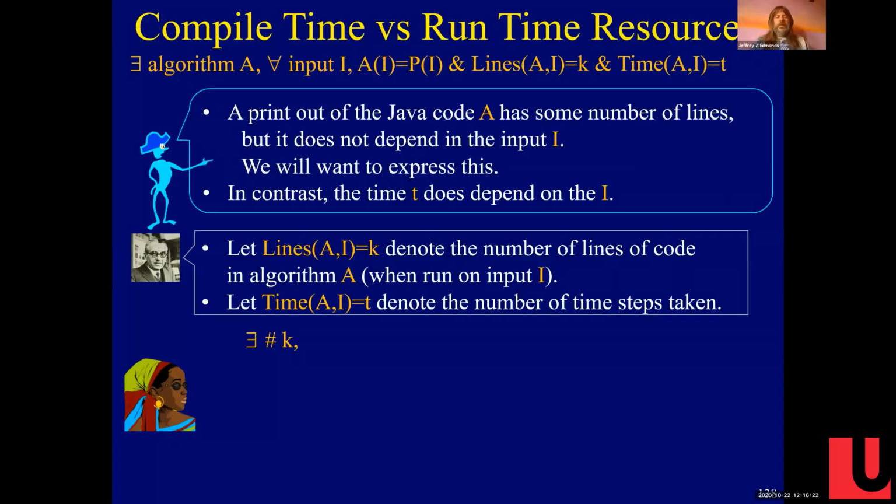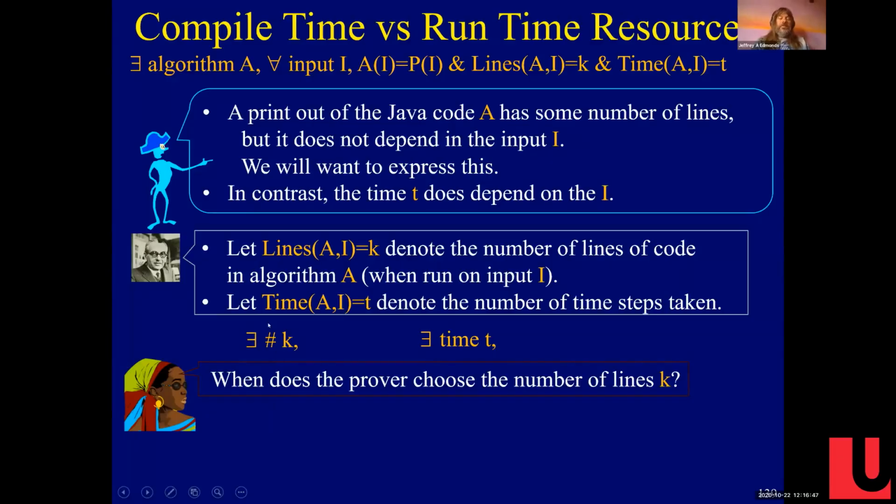All right, so what about time? Does the algorithm on an input have every type of time? No, there's one time. There's some time that it has. There exists a time, right? All right, so here we have an exists K and an exists I, exists T, but where are we going to put them, right? And so who gets to choose the K, right?